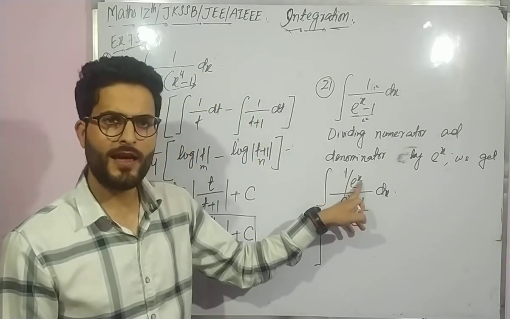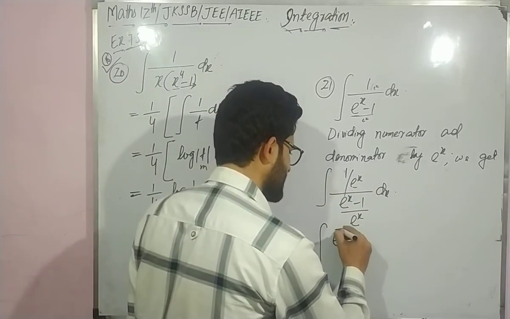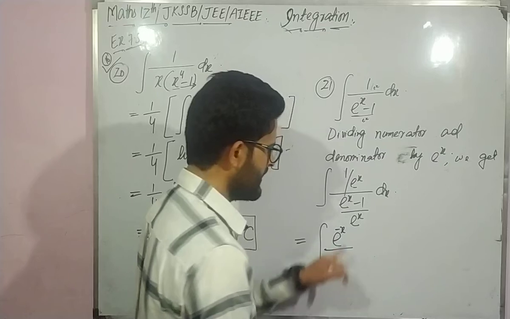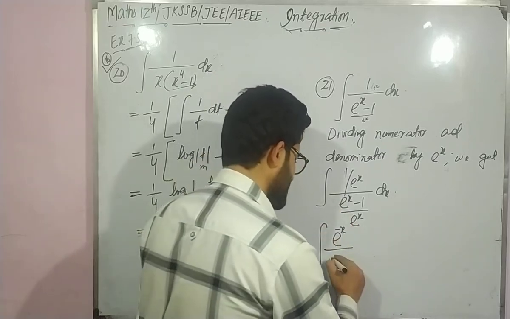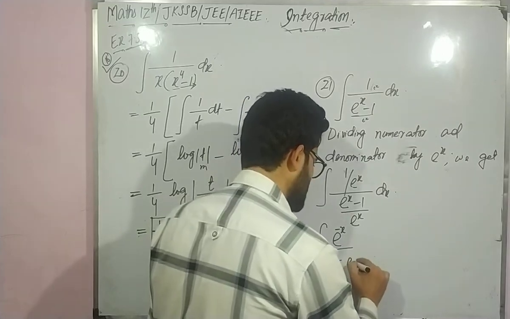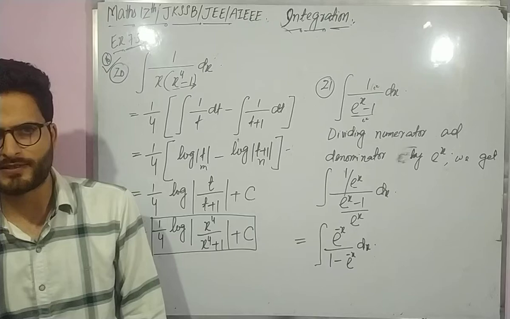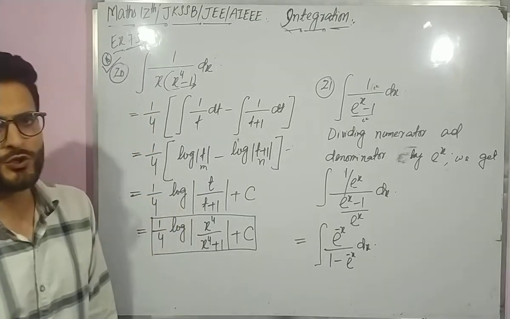e has the power plus x, so in the numerator it becomes minus x. So this can be written as e raised to the power minus x divided by e power x divided by e power x is obviously 1 minus 1 divided by e power x, which is obviously e power minus x, into dx. Now take a mere look on this integral. It has been automatically reduced to the standard form.